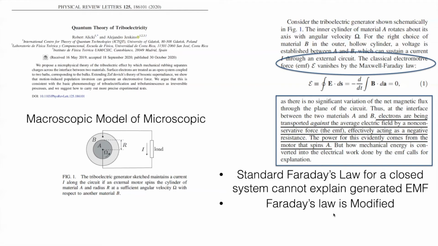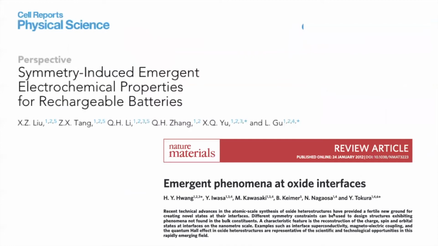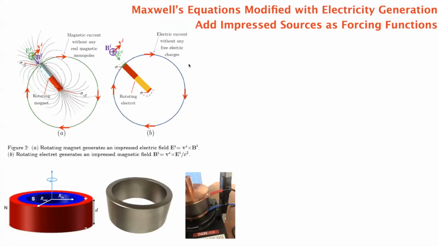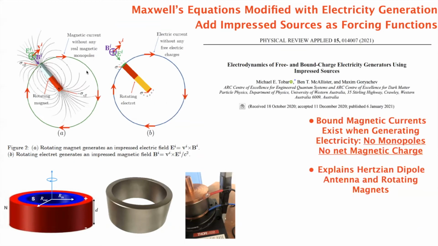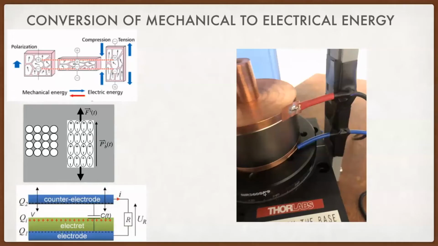Faraday's law is modified in this sense with a forcing function added to excite a photon degree of freedom. We can show you here that if we rotate a magnet and we keep one of the poles stationary while we rotate the other pole, we have an effective magnetic current. So when we rotate a magnet and we generate electricity, there's no monopoles, no net magnetic charge. So if we have this radial charged magnet and we spin this, there is no dB/dt term, yet we generate a voltage. This is like the conversion of mechanical to electrical energy.